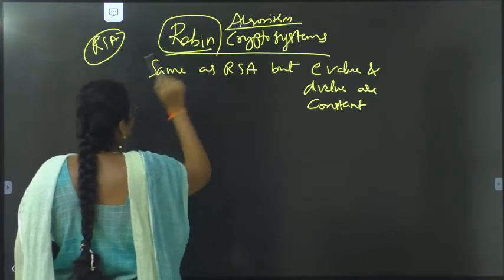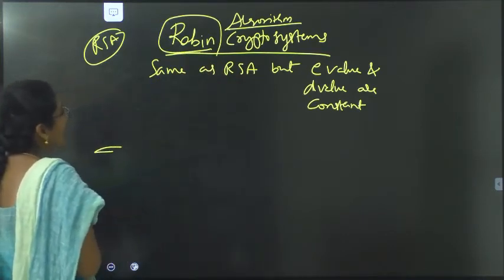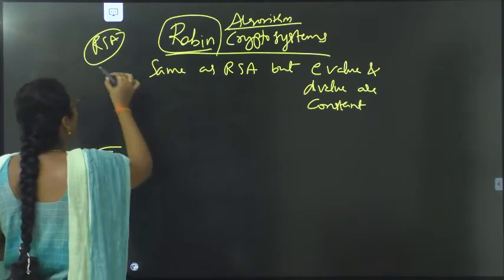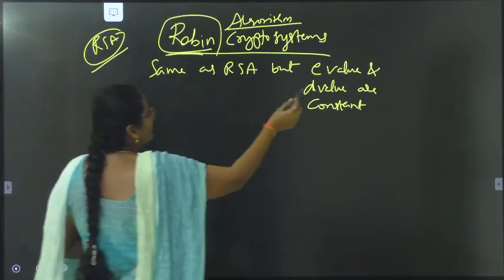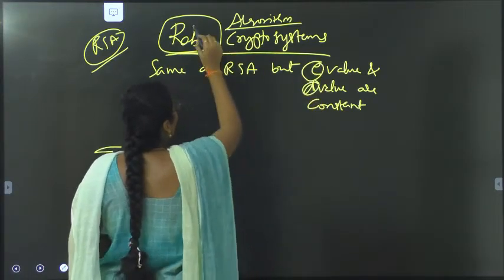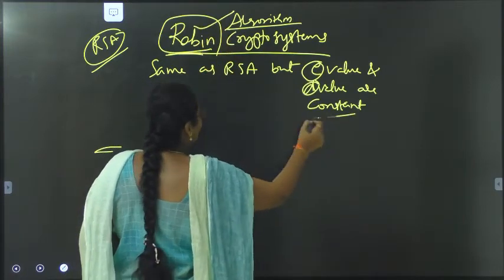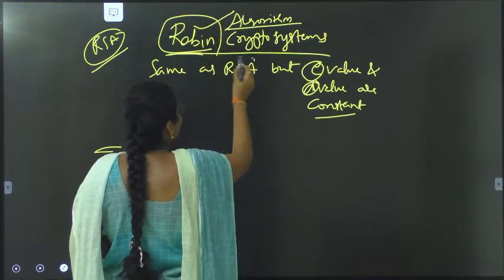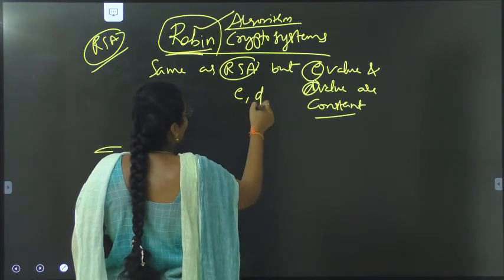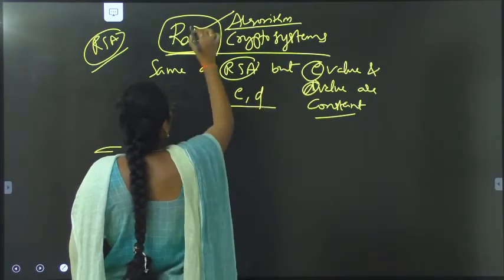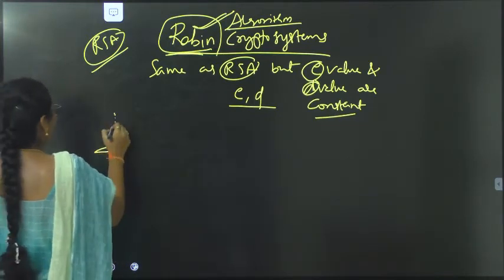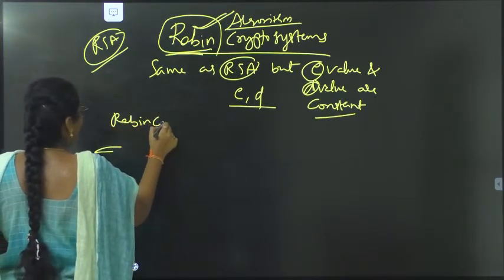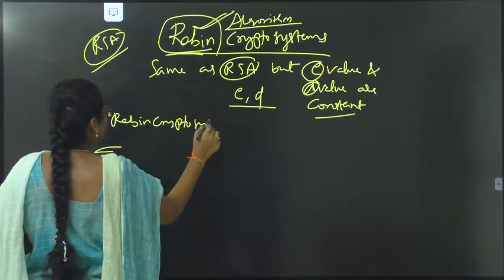Rabin is the scientist. Now what is the difference between these Rabin crypto systems and RSA? Both RSA algorithm and Rabin crypto systems are same, but the value of E and D in Rabin crypto systems is made constant. In RSA we will have the E value and D value. These both values are made constant in Rabin crypto systems. So let us see what is the algorithm.